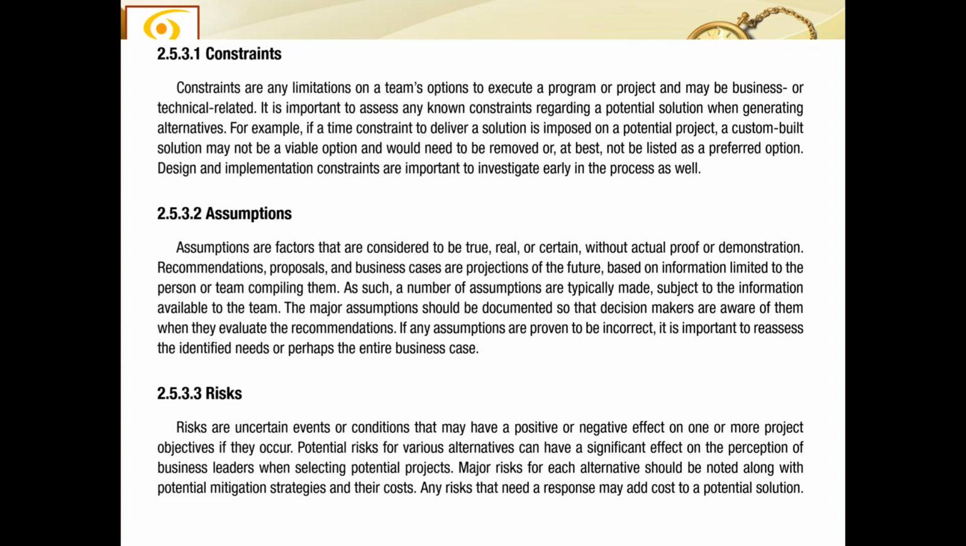So until and unless a risk has happened, you must take certain measures during that time. That is the risk response. Potential risks for various alternatives can have a significant effect on the perception of business leaders when selecting potential projects. Major risks for each alternative should be noted.